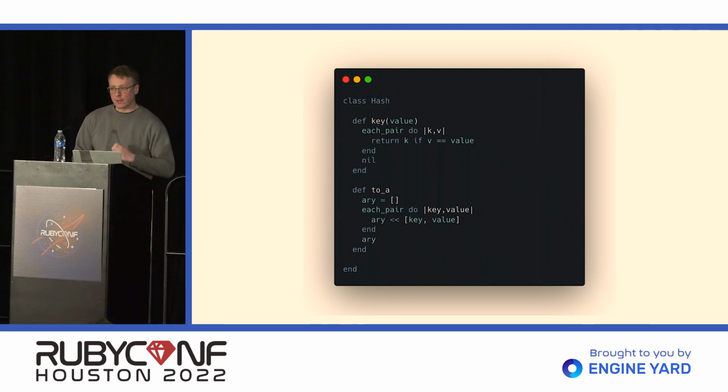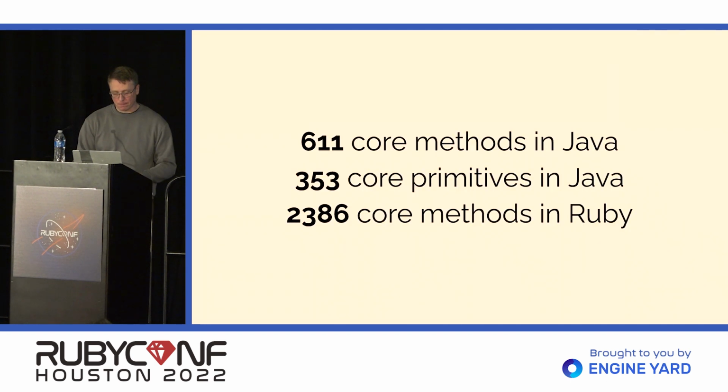So one primitive gives us 2 Ruby methods. In TruffleRuby, there's 611 core methods implemented in Java, so we're using Java rather than C, and 353 core primitives implemented in Java. Again, it's just a slightly different type of core method. But we have 2,386 core methods implemented in Ruby. You may be wondering why this doesn't add up to 2,250. It's because there's helper methods and stuff like that. That makes it quite fuzzy. But the point is the majority of stuff is now implemented in Ruby instead of in Java.